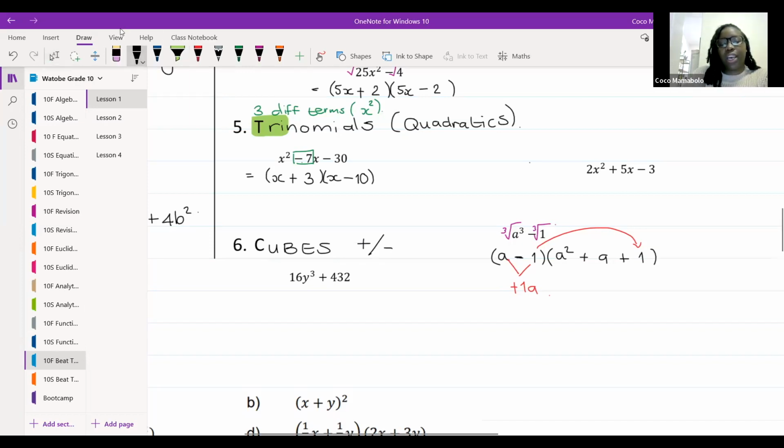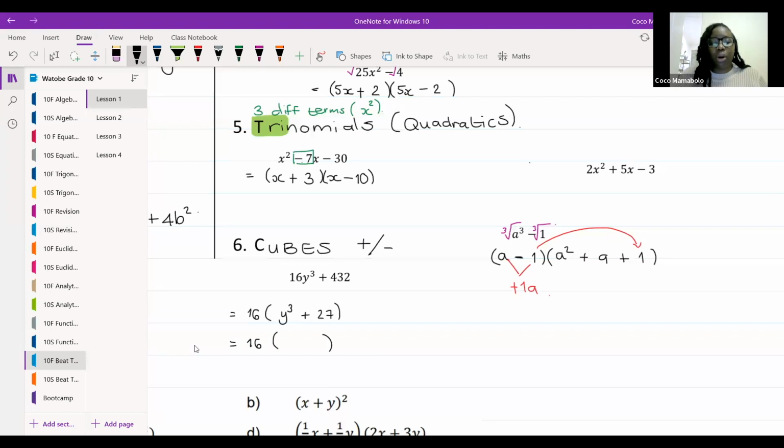All right, for the sake of time, I'm going to go through this one quickly. Amy has already told us, guys, that our HCF over here is 16. If I take 16 out as a common factor, I'm going to have y cubed plus how much? 27. Good. And then I can see that this thing on the inside is a sum of cubes.